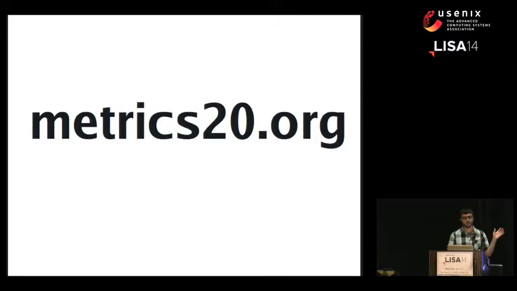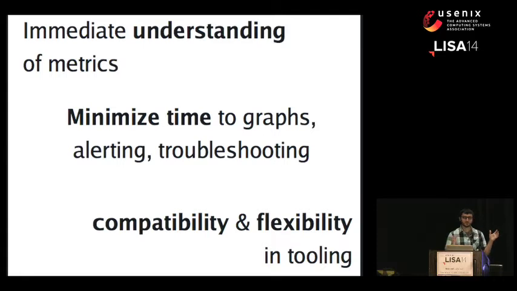So there's also a way to track this metadata and track changes over time. All this stuff is described on the website, metrics20.org. The goal is to understand immediately what a metric means, to minimize the time to come up with graphs, alerting, and troubleshooting, and this will become more apparent later, and to have more compatibility amongst your tools and flexibility in choosing which tools you want to use without breaking things.